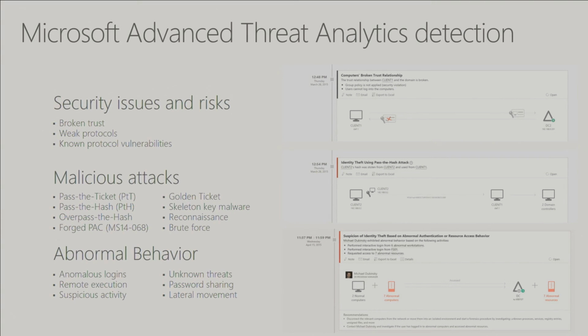Hey, is the admin password password 123? No, okay, try password 456. Try all the obvious things. Then find some users, try guessing their passwords. So these are the kinds of things that ATA will watch for and alert.